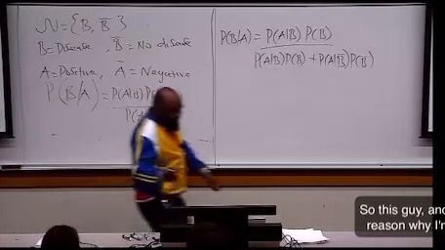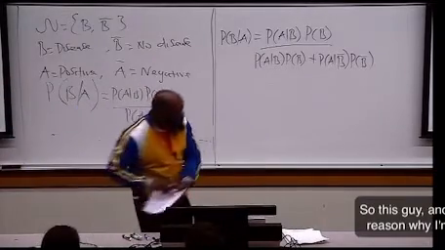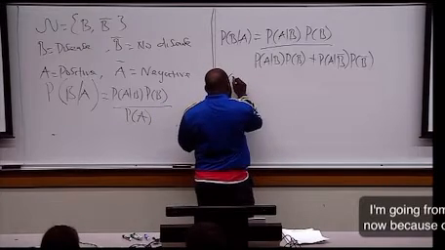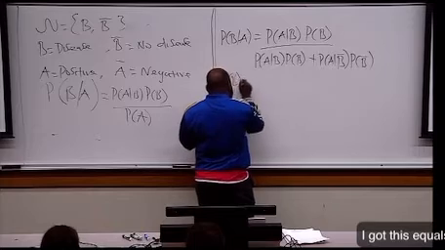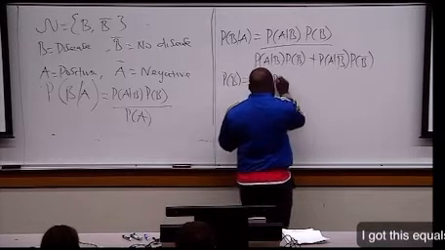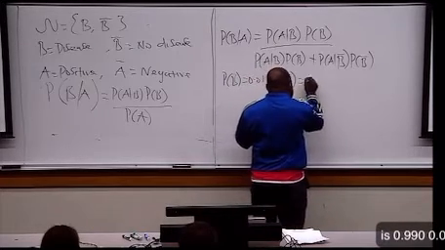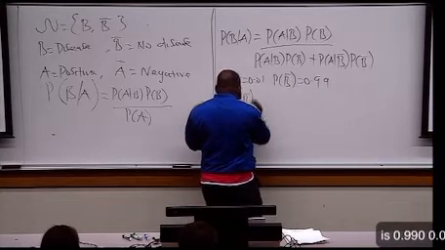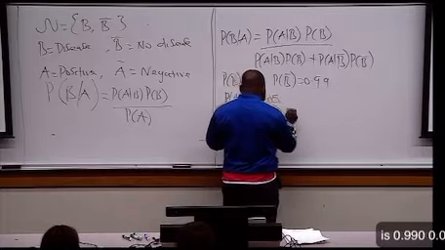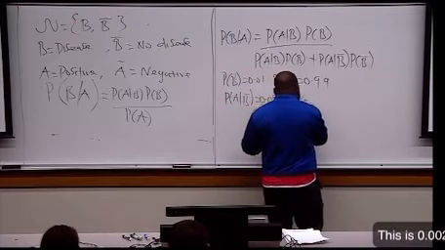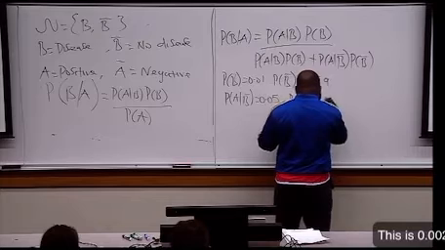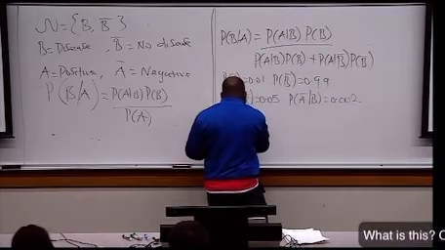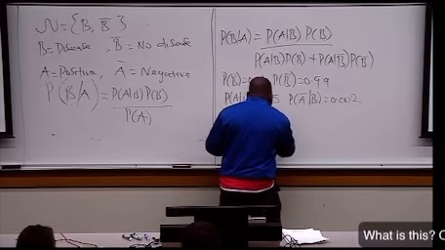So from my data now, I got this equals 0.01. This is 0.99. This is 0.05. This is 0.002. What is this? 1 minus this.